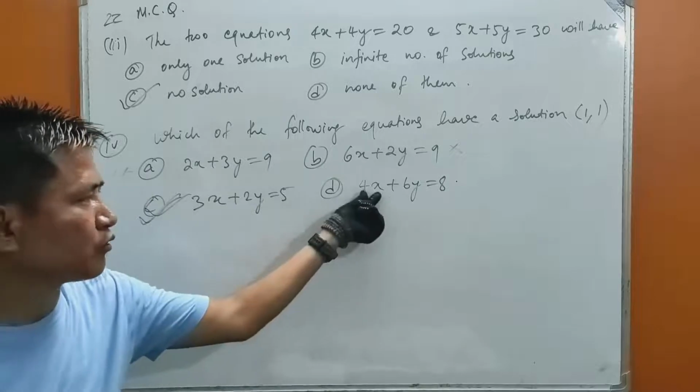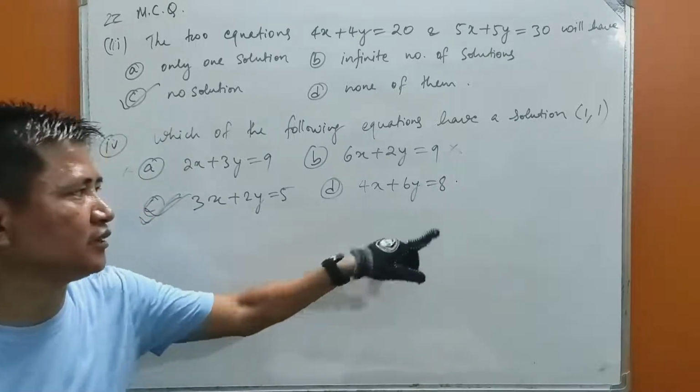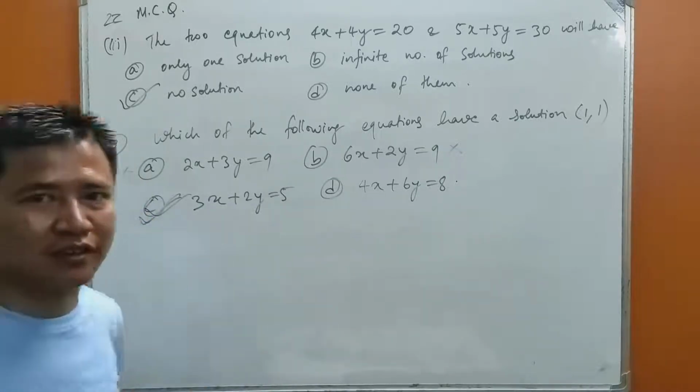No need to check this one: 4 1s are 4 plus 6 1s are 6. 4 plus 6 is 10, not 8. So I have got this.